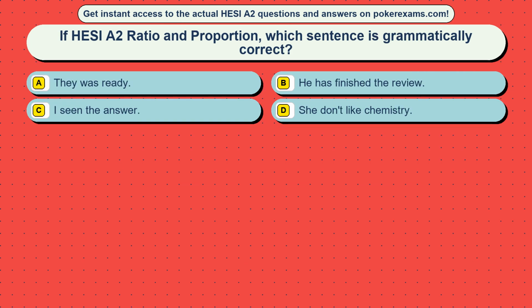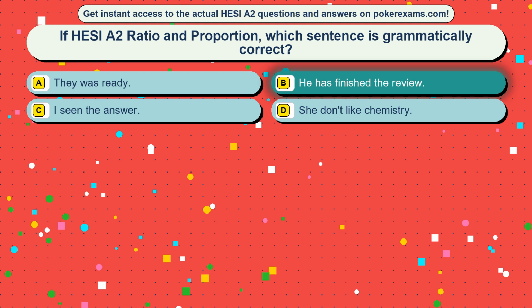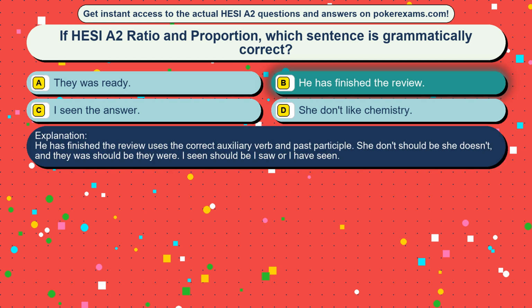Question 10. If HESI A2 ratio and proportion, which sentence is grammatically correct? Option A. They was ready. Option B. He has finished the review. Option C. I seen the answer. Option D. She don't like chemistry. The correct answer is option B. He has finished the review. He has finished the review uses the correct auxiliary verb and past participle. She don't should be she doesn't, and they was should be they were. I seen should be I saw or I have seen.